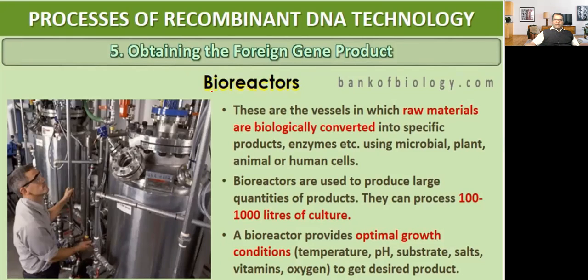Now, there are some bioreactors. These are bioreactors where all these processes will be taking place. These are vessels in which raw materials are biologically converted into specific products, enzymes, and other materials using microbial, plant, animal, or human cells. Bioreactors are used to produce large quantities of product. They can process 100 to 1,000 liters of culture. A bioreactor provides optimal growth conditions: optimum temperature, optimum pH, substrate, salt, vitamins, and oxygen to get our desired product.